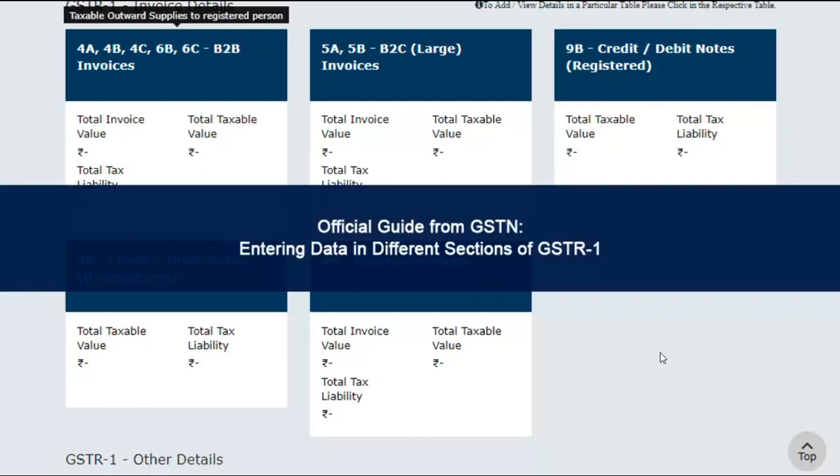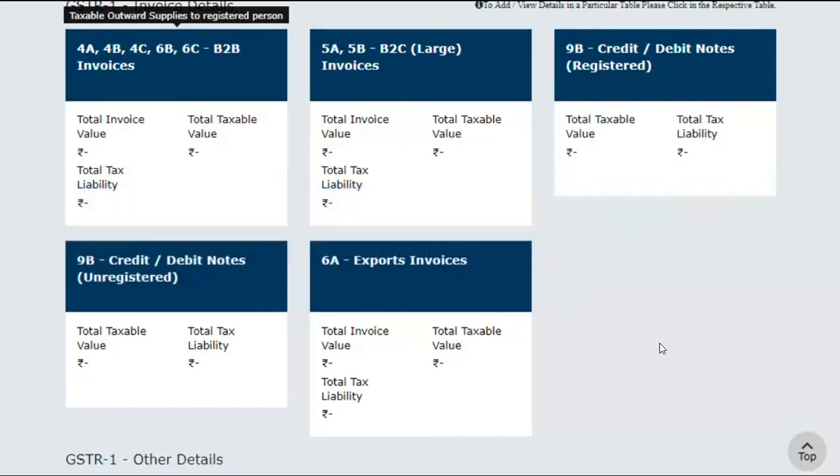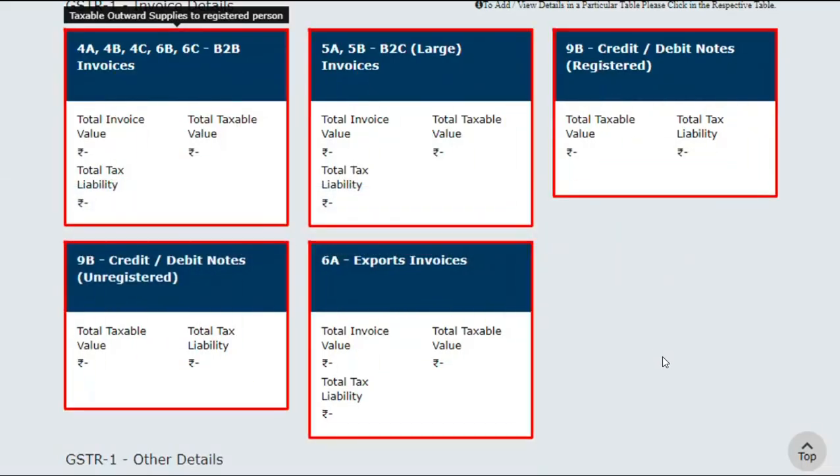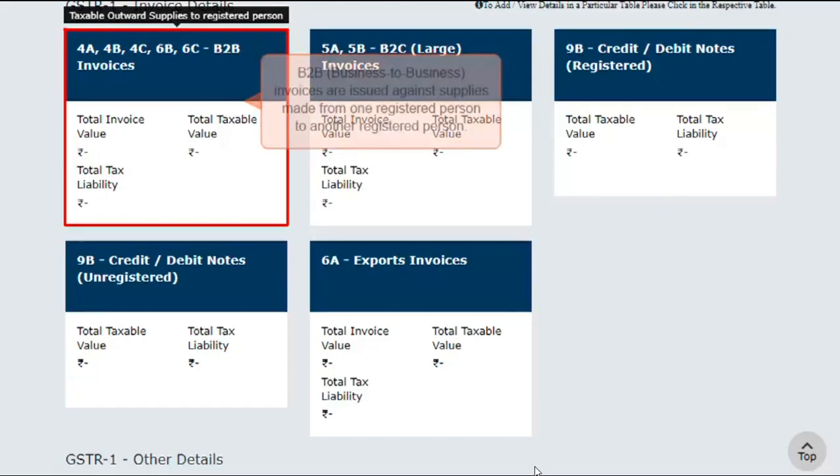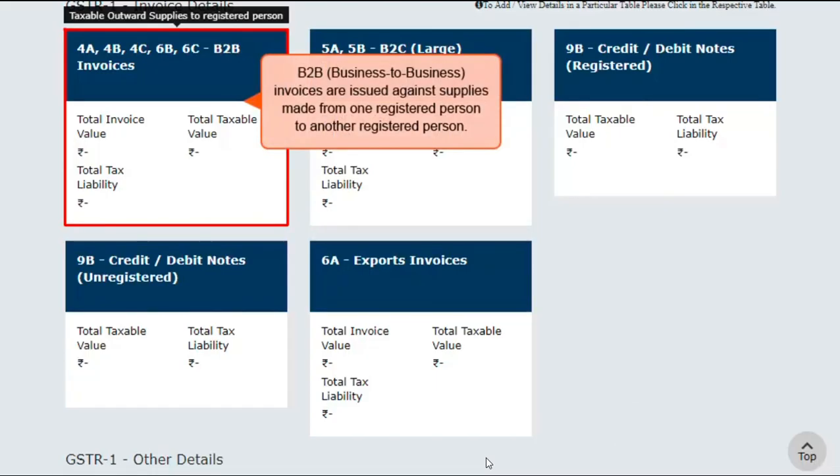Invoice level details have to be furnished, whereas in the other category, summary level information has to be furnished. The first group has 5 tiles. The first tile summarizes the invoice details furnished in respect of B2B supplies to registered persons. B2B or business-to-business invoices are issued against supplies made from one registered person to another registered person.